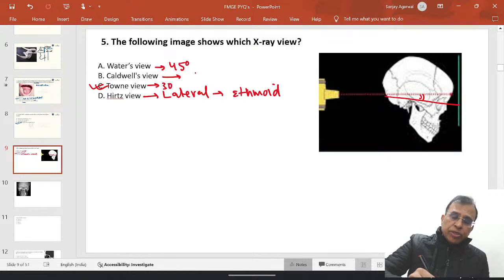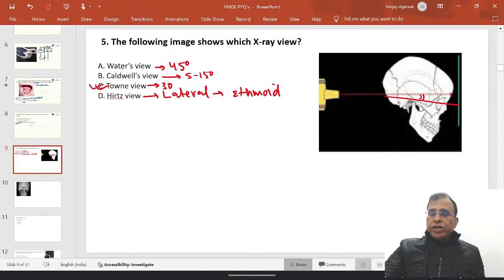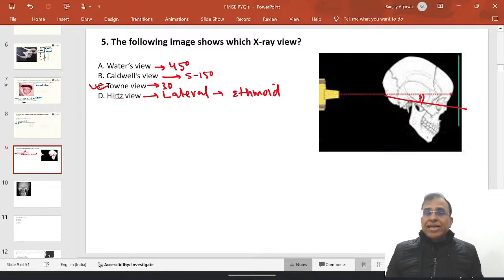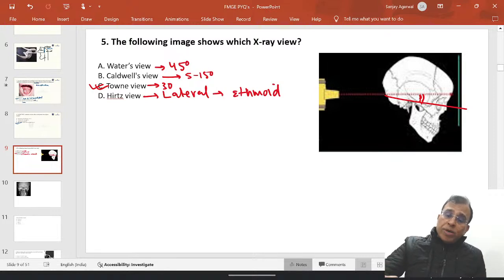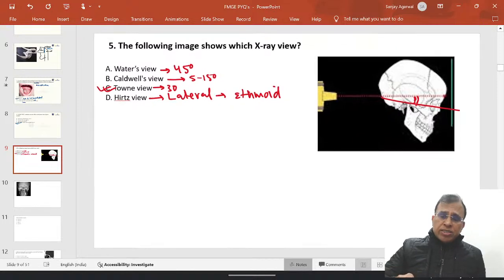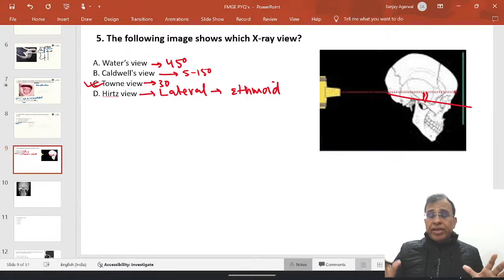In Caldwell's view, the angle is between 5 to 15 degrees, right? So if you can make out, this is the horizontal plane in this person, and the rays which are passing are slightly angled. Neither is it very little, like 5-10 degrees as in Caldwell's view, nor is it too much like in Waters' view. And so this is a Towne's view. Towne's view otherwise is very uncommonly asked from the ENT point of view.